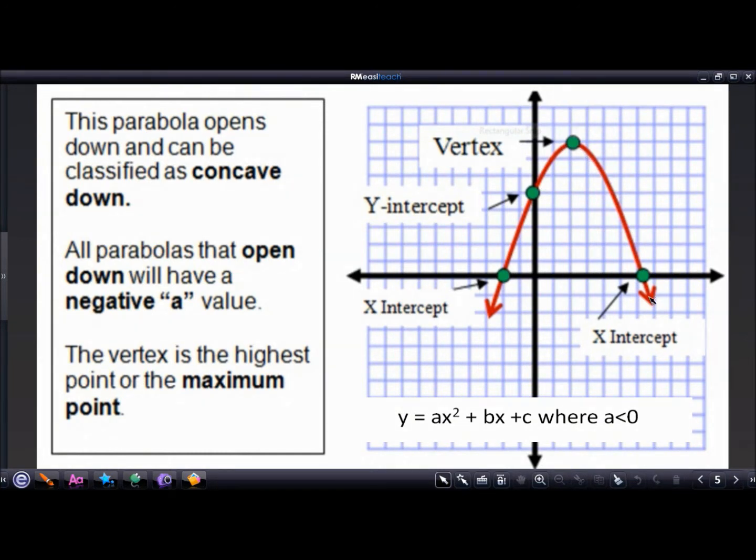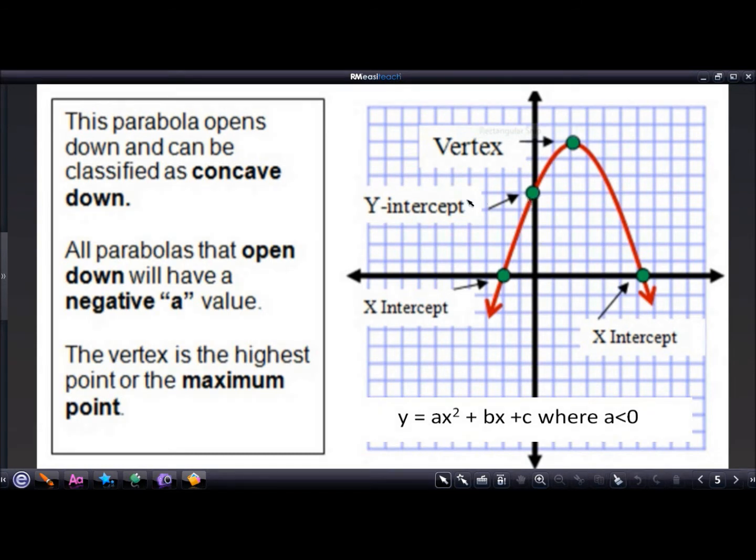Now, if we have y equals ax squared plus bx plus c, where a is less than 0, it will represent a concave down parabola. And again, it's going to have the behavior such that if we have a concave down parabola, we achieve a maximum value over the graph at the vertex. This vertex in this case is not the same as the y-intercept as it was in the previous case.